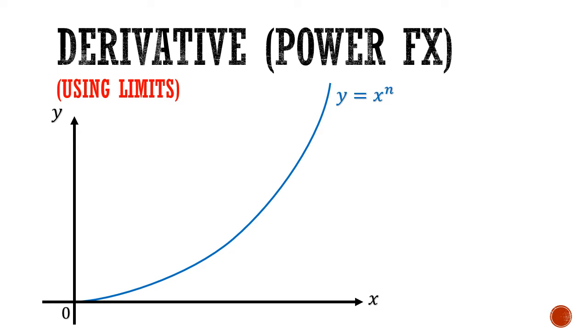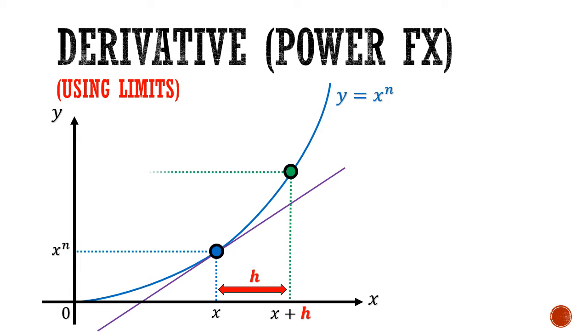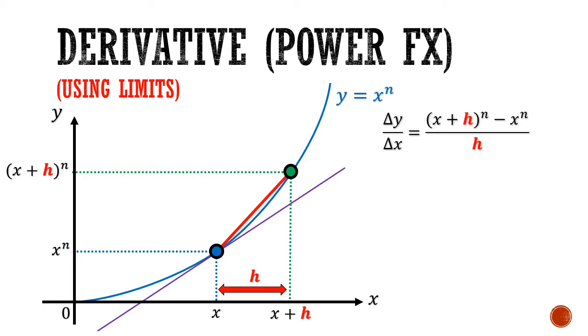I want to find the gradient of this blue point with coordinates (x, x to the power of n). I'm going to use h to represent my change in x. So my green point is at (x plus h, x plus h to the power of n). Now I can compute the gradient of this red secant using the formula change in y over change in x, which gives me (x plus h) to the power of n minus x to the power of n, over h.